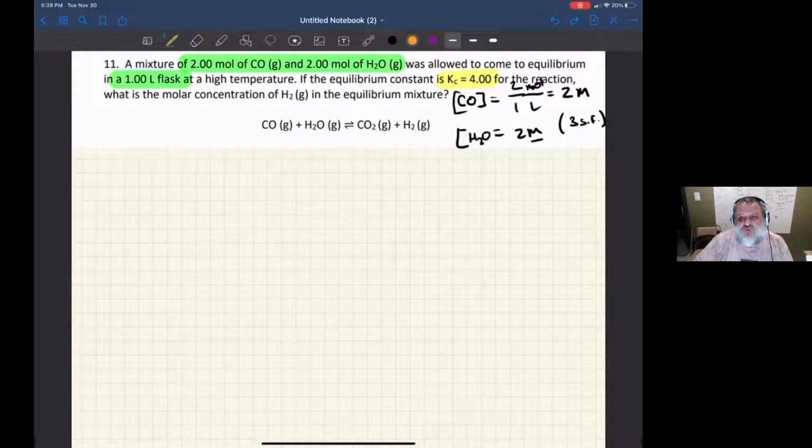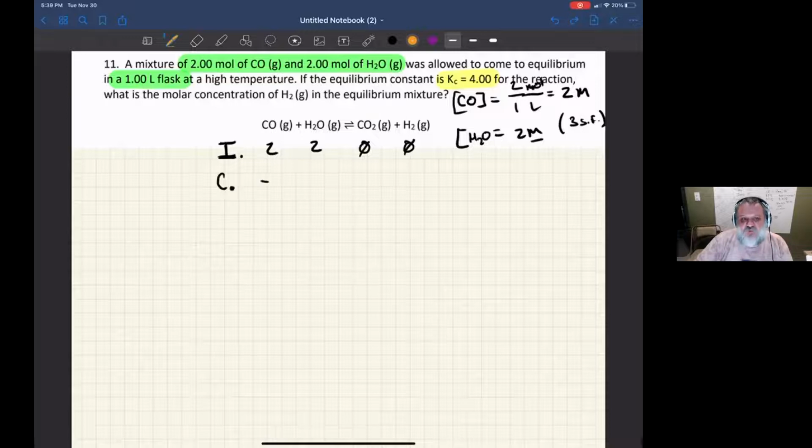It's 2 molar for both of these things. And so it's 3 sig figs. I'm just going to put that off to the side, because that's going to make things easier for me, and just keep note of the 3 sig figs. And so how do I deal with this? Well, now that I know the initial concentrations, I can write down an ICE table and say that I start out with 2 molar CO, 2 molar H2O, and I have nothing of CO2 and nothing of H2.